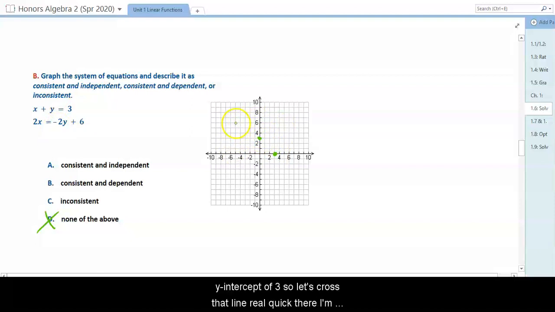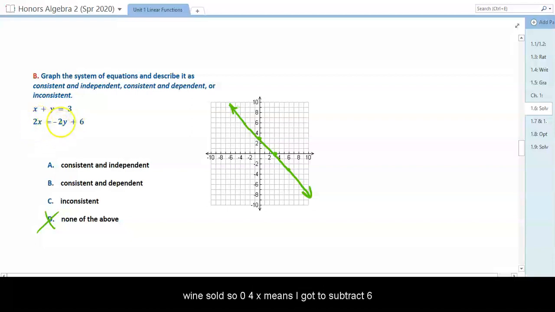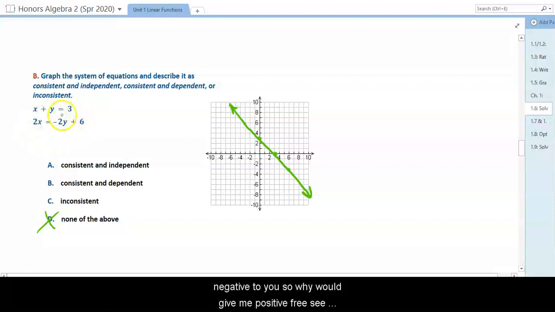I'm going to move, so let's graph that line real quick. It's going to come through there, and come through, not there, there. Let me get my lines in the right spot and not be messing this up. Putting points in the wrong spots. So there's my first line. Second line, again, we could do 0 for x, 0 for y and solve. So 0 for x means I got to subtract a 6, divide by negative 2. So y would give me positive 3.